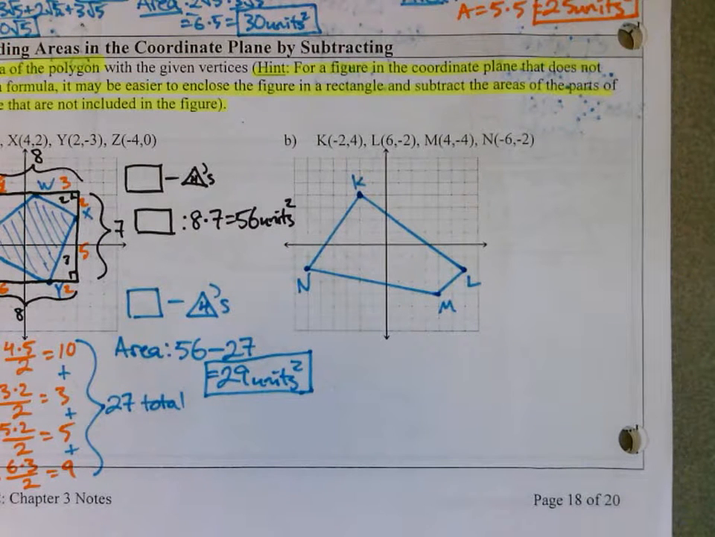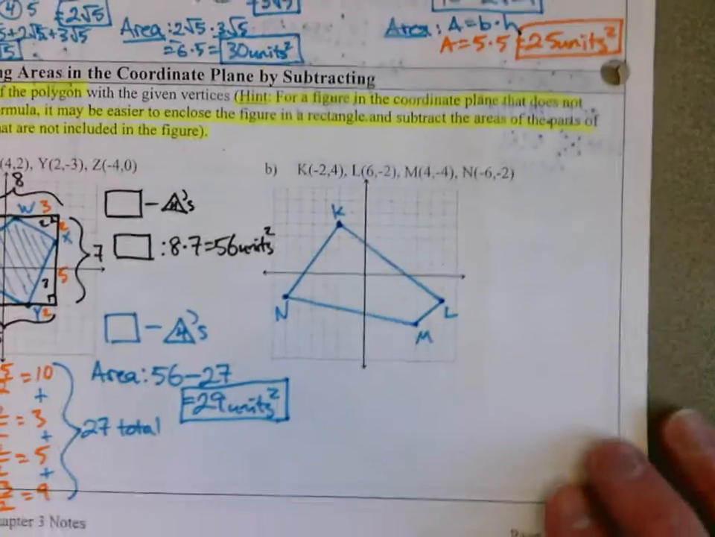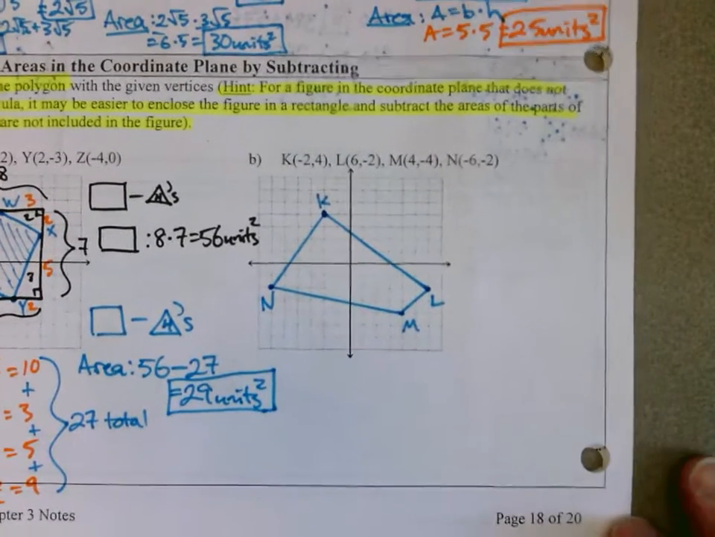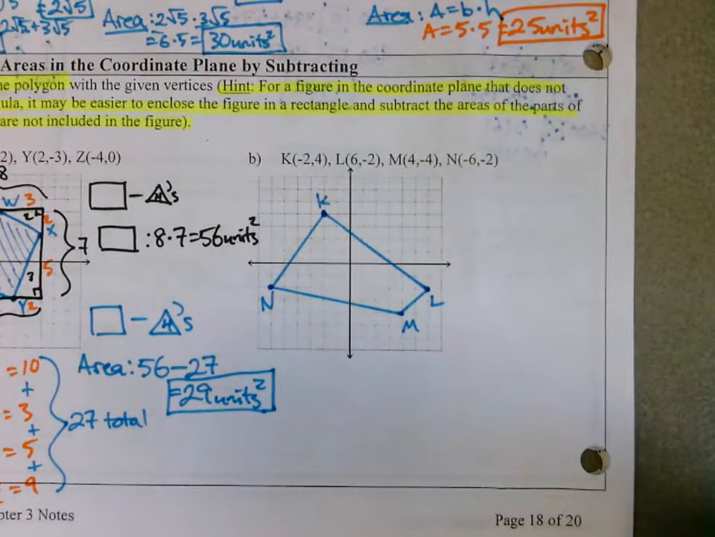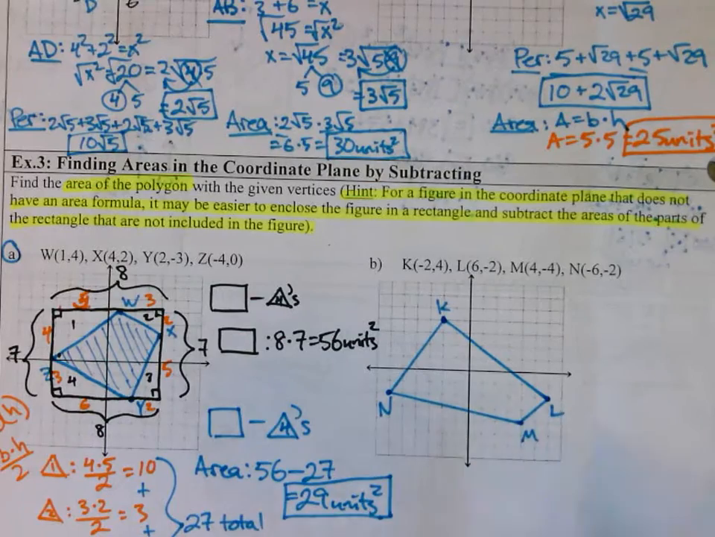Hi everyone. This video is going to go over example 3b for notes 9-4, perimeter and area in the coordinate plane. You'll notice that I already have my 4 coordinates plotted. This is the type of question that is purely, if you read the directions, asking for the area, the amount of space inside of this object.